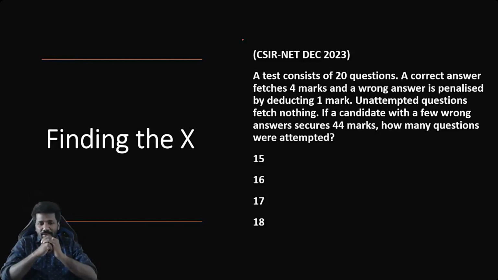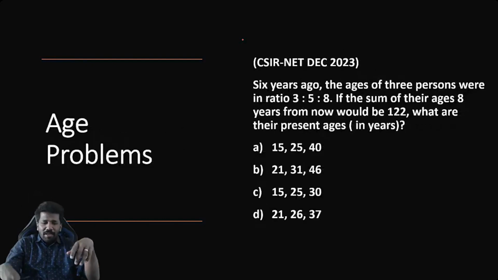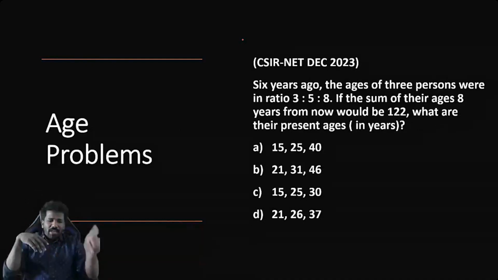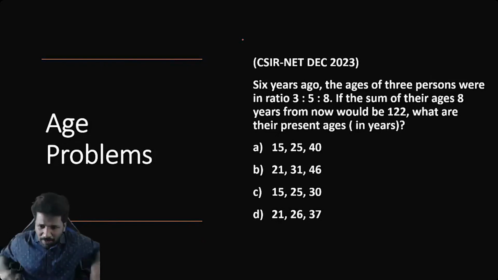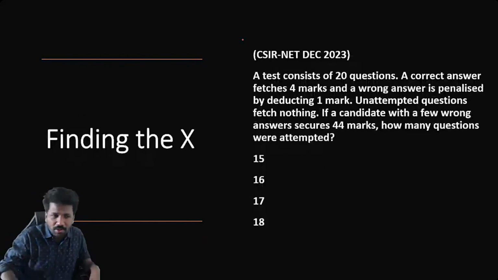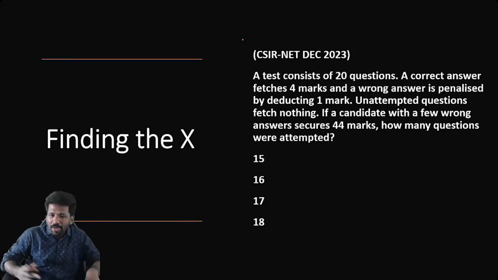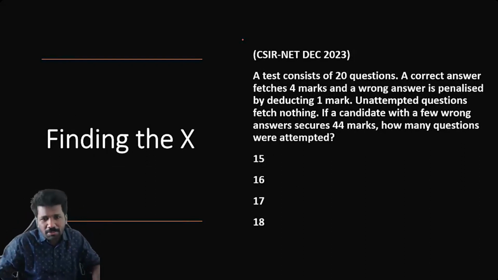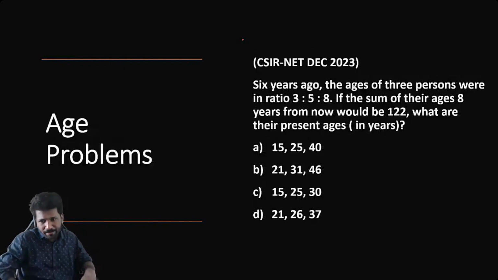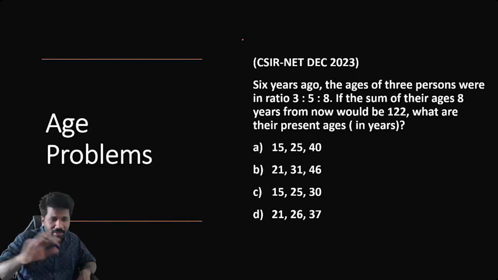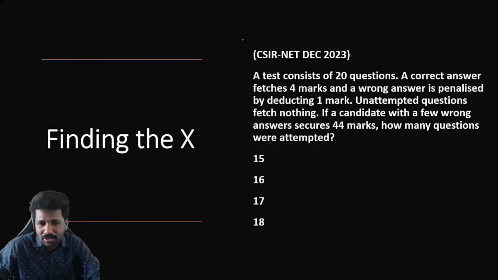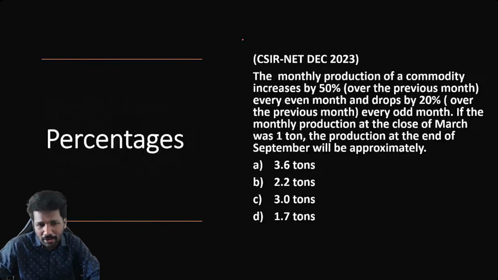Age problem is an extension of the finding the x chapter. In the last 1 or 2 years, age problem is coming more often. Earlier, age problems were rarely asked. That is why normally I used to explain age problem along with finding the x. But the last 2 years' trend is that 1 question comes from age problem, maximum, not more than that. But we will discuss that in a separate lecture so that you will get full clarity on that.